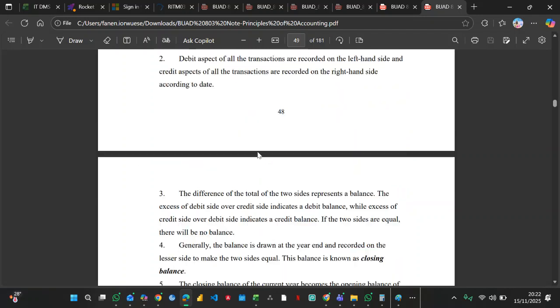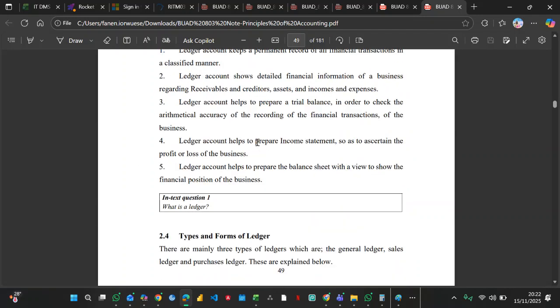So as we go down, we'll understand what a trial balance is. This account helps you to prepare a trial balance in order to check the arithmetical accuracy of the recording of the financial transactions. So what this is trying to say, for a real life example, right?